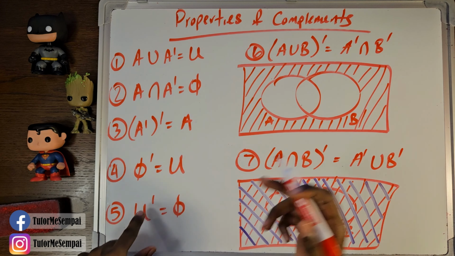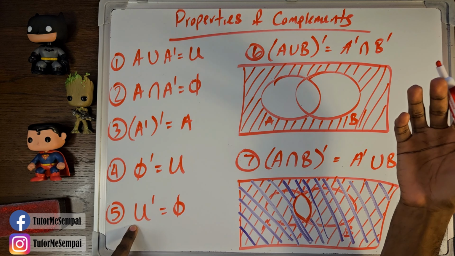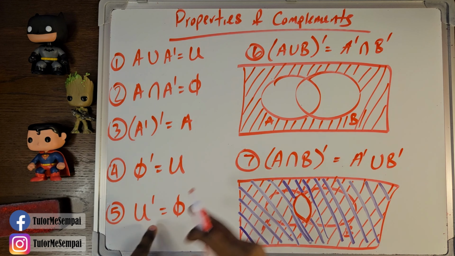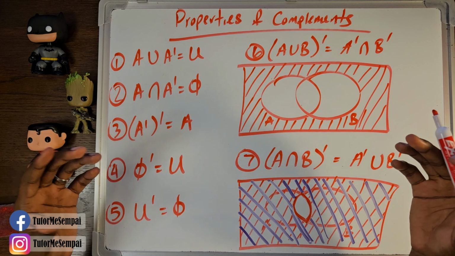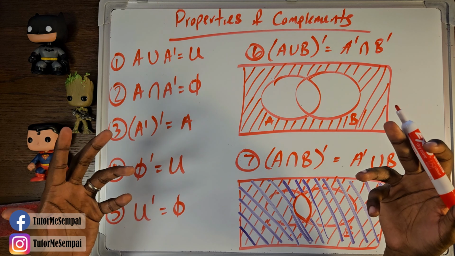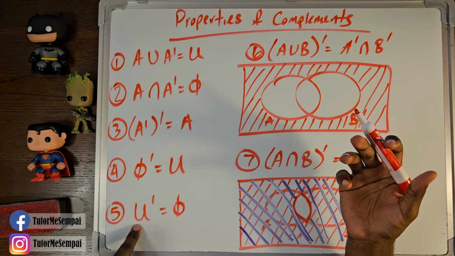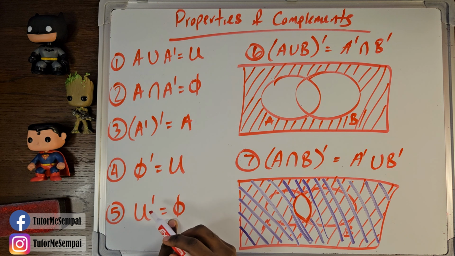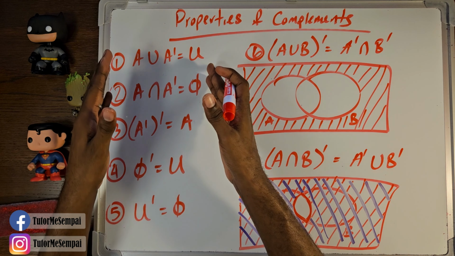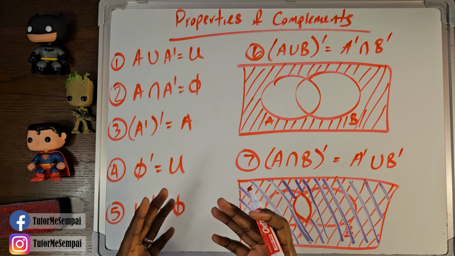And by extension, the complement of everything is going to be nothing. If you look at the universal set that has everything, and you want to say everything that's not in that universal set, well, if it has everything, nothing's outside of it. So therefore, the complement of that universal set is going to be the empty set. So these are going to be the five easier properties of complements.